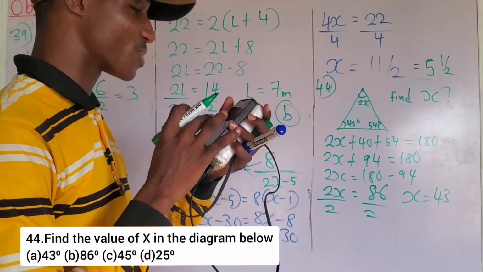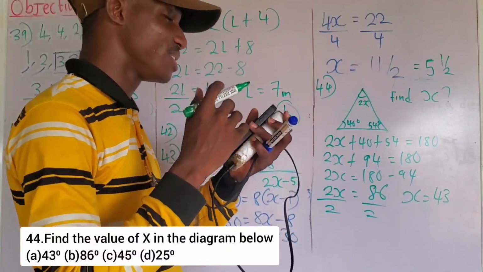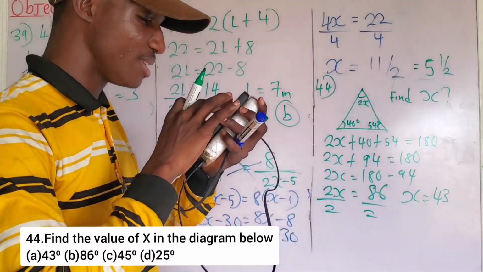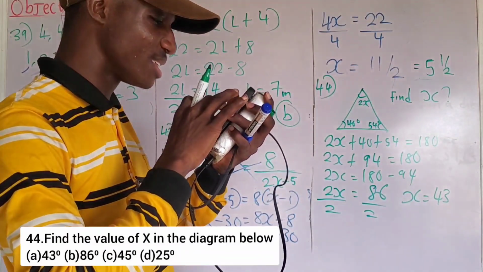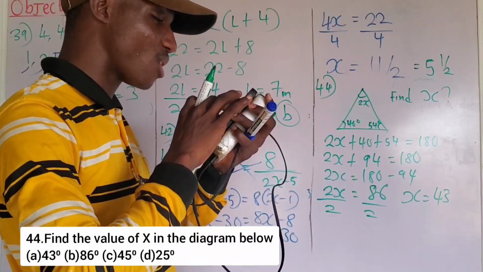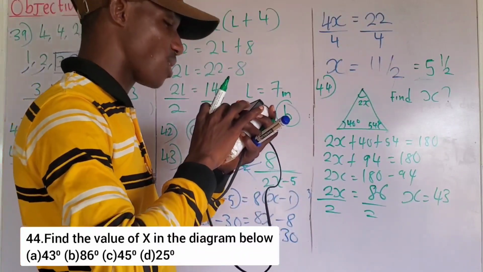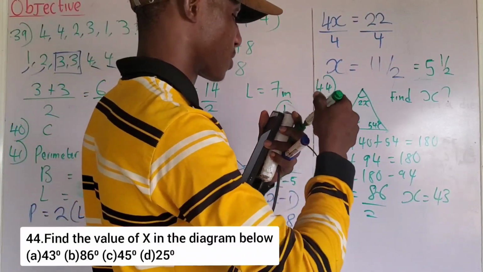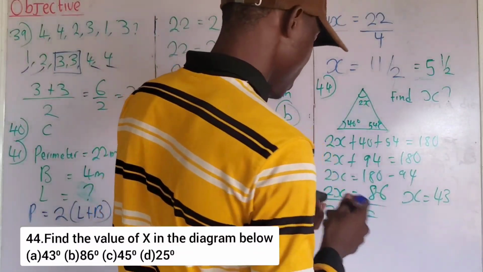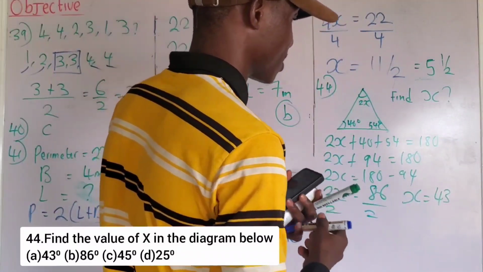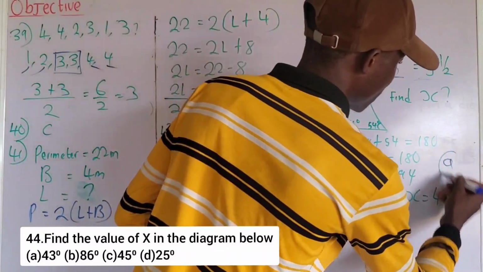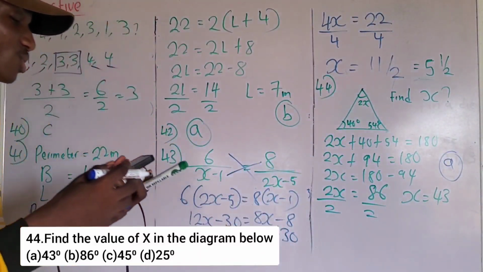Let's look at the right option. Option A says 43 degrees. Option B 86 degrees. Option C 45 degrees. Option D 25 degrees. The correct option is option A. Do you understand? Option A is correct. So that is the solution to that question.